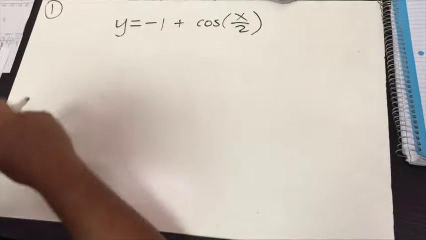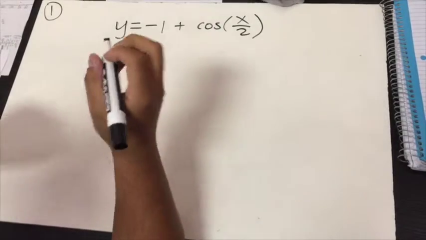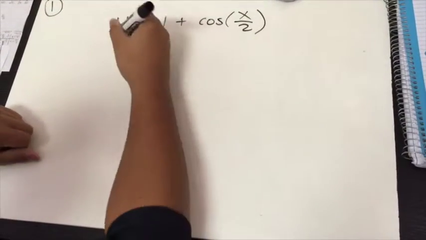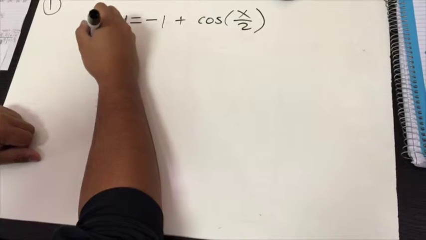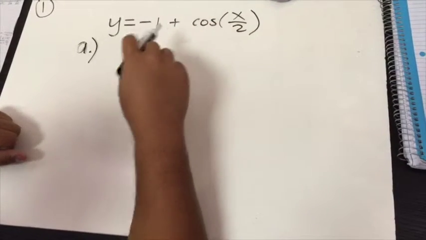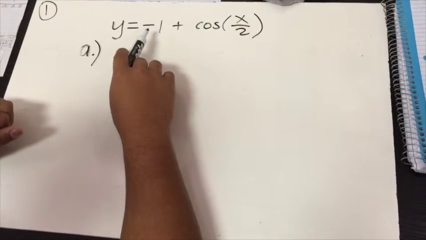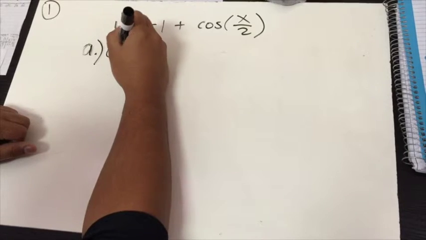So here's the function y equals -1 plus the cosine of x over 2. Alright, so the first part for the function, describe the transformation. Okay, so -1 is outside of the grouping symbol, so that has to do with vertical motion, so that's down 1.